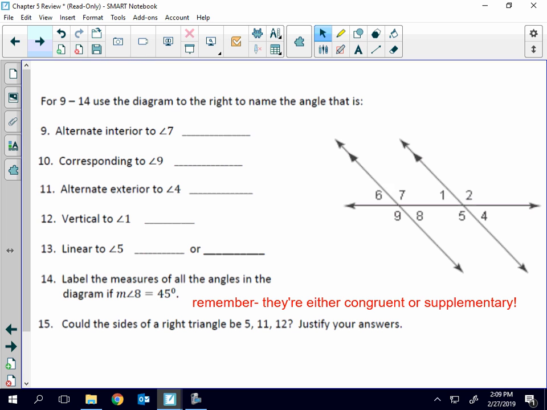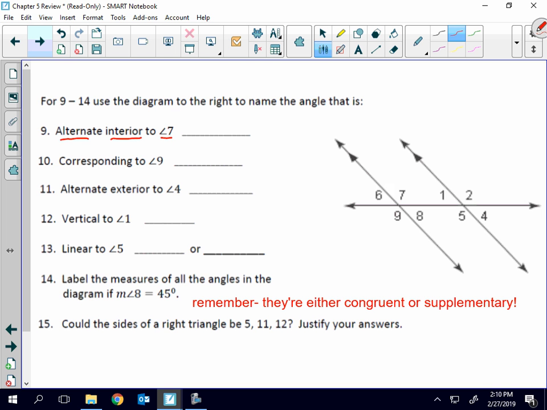On the back, numbers 9 through 13, actually 9 through 14, have to do with this picture we have here with the two parallel lines being cut by a transversal. So they're asking what angle is alternate interior to angle 7.